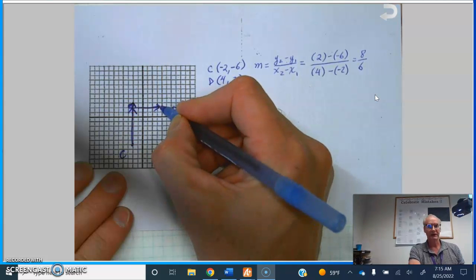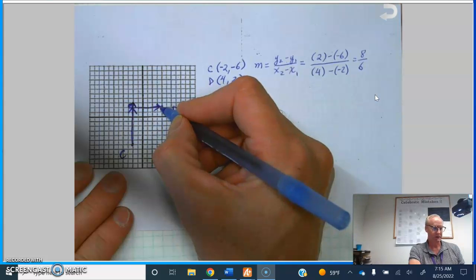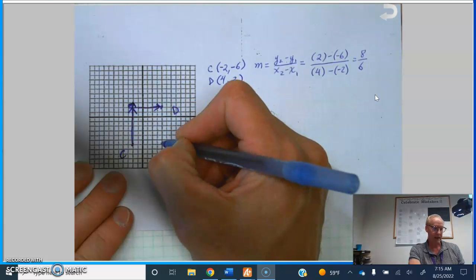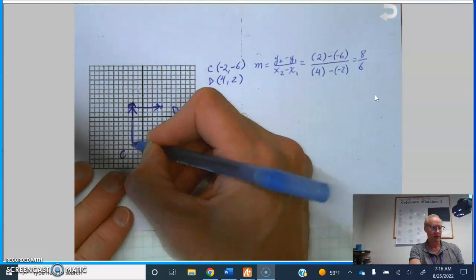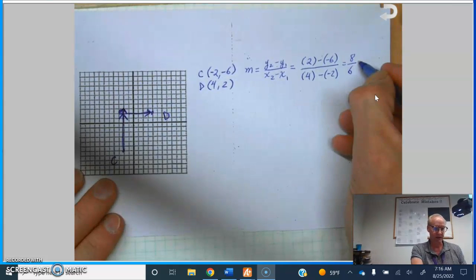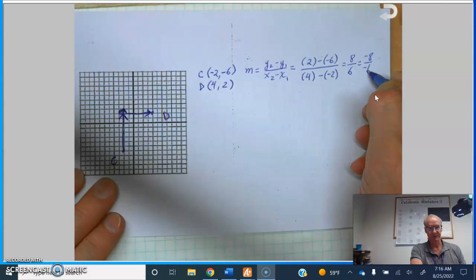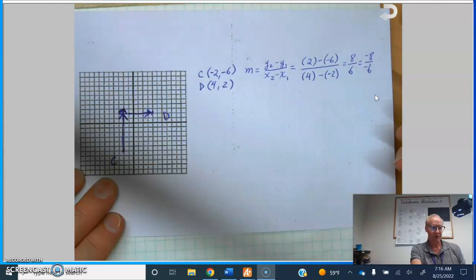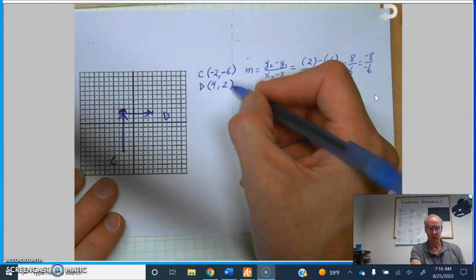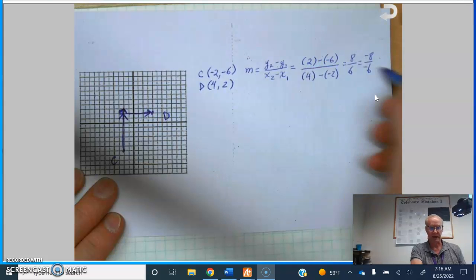Just keeping in mind that I can also count backwards. I can go down 8 and back 6, and it's the same thing. In other words, this is the same as negative 8 over negative 6. A negative divided by a negative is a positive. But it just so happens that if we had chosen the other order for our points, we would have gotten this, so we want to keep that in mind.